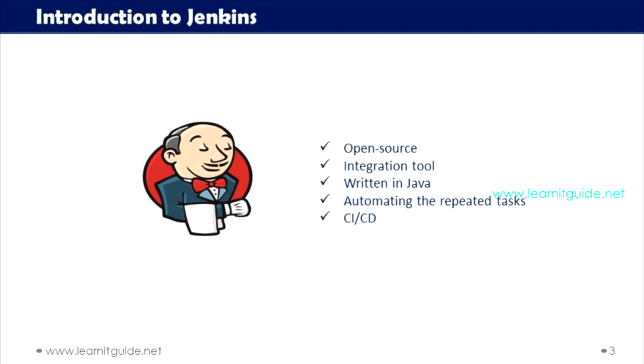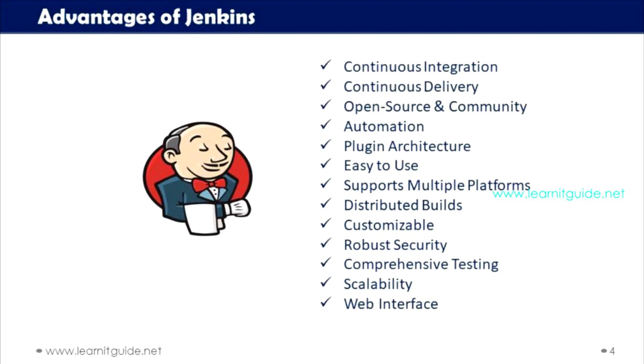And it is written in Java, so it can be installed and used on any operating system where Java is installed. So it supports multiple platforms. These are some of the advantages of Jenkins. Still, it has many more. Let's go through them one by one.